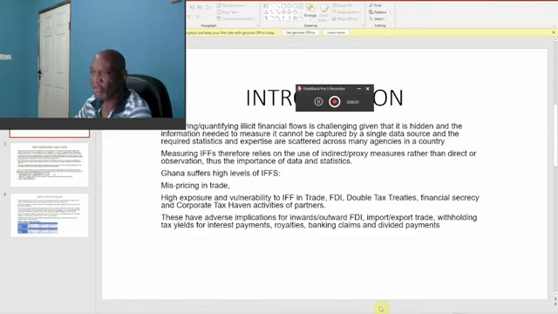Ghana suffers high levels of illicit financial flows, mispricing in trade, import and export, high exposure and vulnerability to IFFs in trade, foreign direct investment, double taxation treaties, financial security, and corporate tax having activities of partners. These have adverse implications for inward, outward direct investment, import-export trade, withholding tax yields for interest payments, royalties, banking claims, and dividend payments.